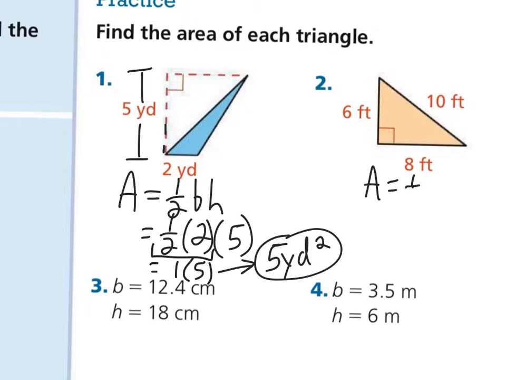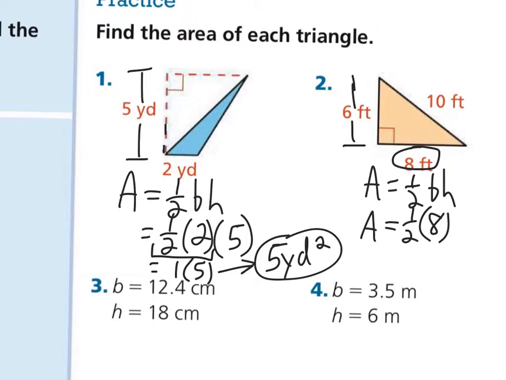We look at number 2. Similar idea, only if you'll notice on this problem, they've actually given you 3 numbers. One of the numbers you do not need because you only need 2, base and height. The base would be the 8 feet. The height meets it at a right angle, how tall the triangle is, which is 6. So the 10 feet we actually don't need in order to find the area. If we were finding perimeter, we would need it, but not for the area.